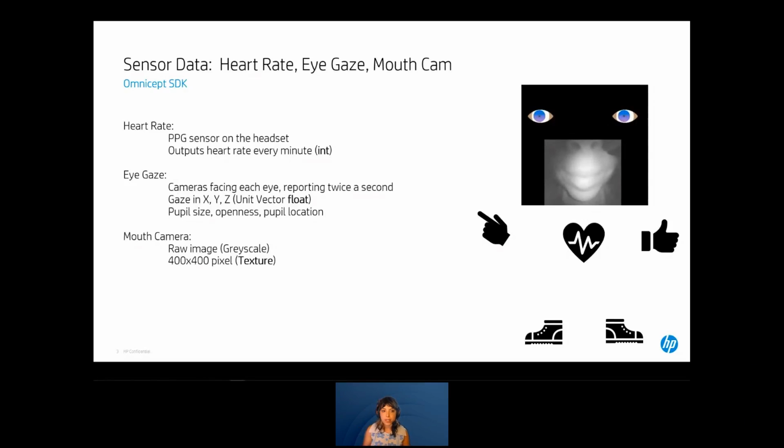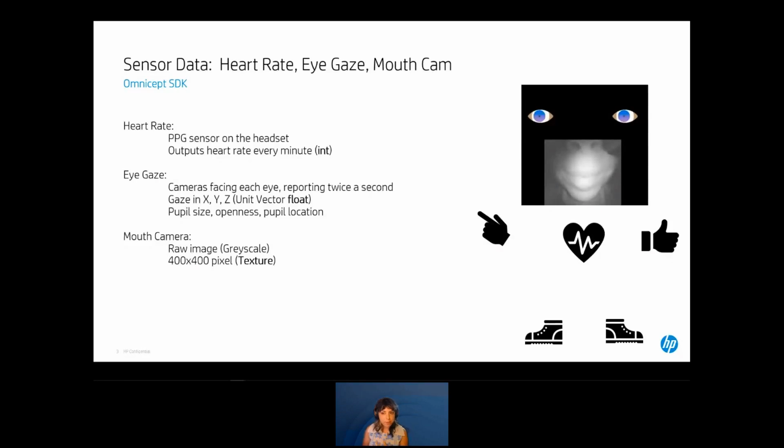And that heart rate is an int that you get every minute, what your heart rate is. There's also eye gaze, another sensor data that you get. So where are your eyes looking? How big are your pupils? Are your eyes open? That kind of information is coming from the SDK about your eyes.